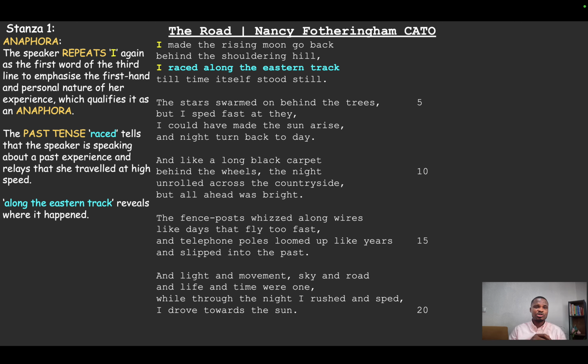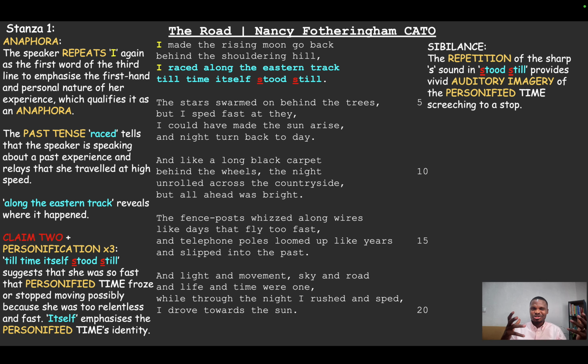Now we also see the use of anaphora. So the speaker repeats "I" as the first word of the third line to emphasize the first-hand and personal nature of an experience. So this qualifies it as an anaphora. Now the past tense raced tells that the speaker is speaking about a past experience. So it's not real time, but raced. So the speaker is speaking about a past experience and relates that she's traveling at high speed, because if you're racing, you're traveling at very high speed. Along the eastern track reveals where all of this happened.